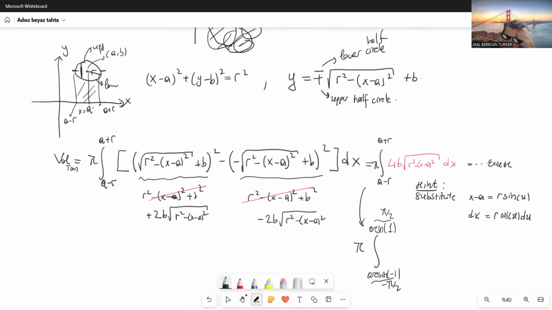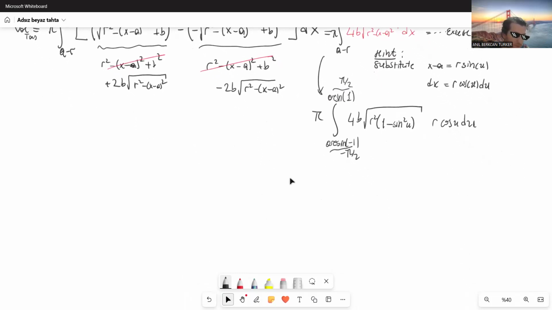So inside the 4p and r squared, 1 minus sin square u. And instead of the x, I have r cosine u du. And this integral will be solvable. Okay, you can solve it and calculate the volume of a torus.